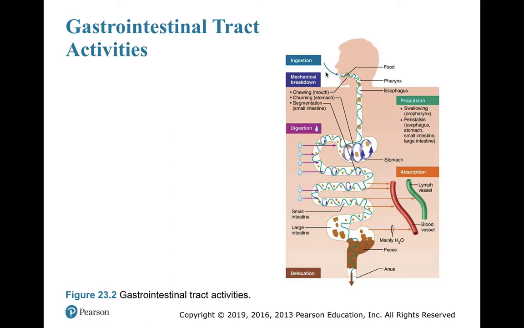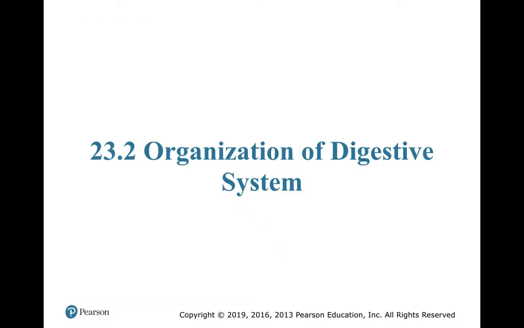So we have ingestion, mechanical breakdown, propulsion, digestion, absorption, and defecation from one end of this continuous tube to the other end of the continuous tube. So let's see how that's organized first.